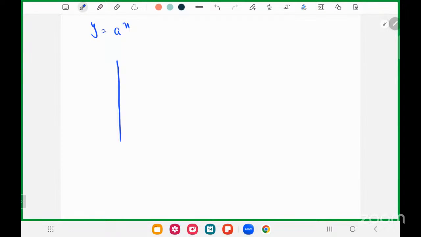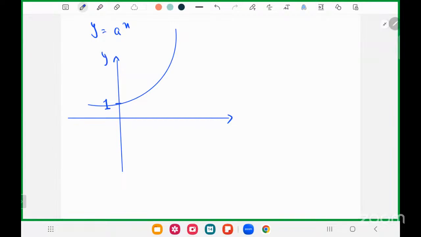Y is a power x will be something like this. And if there is a negative sign before a, the graph will be reflected about the x-axis.